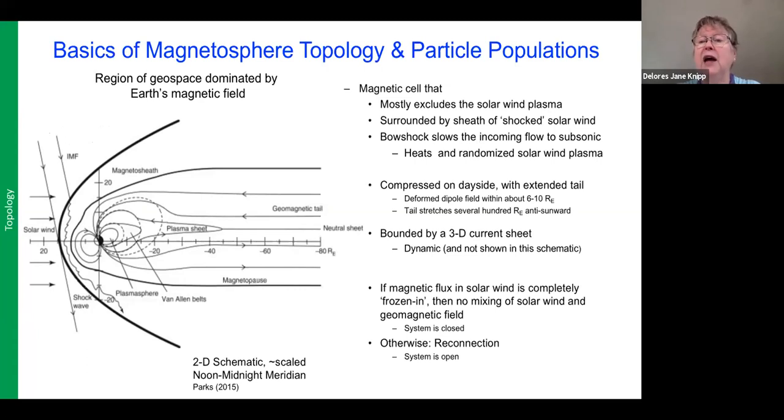So I do want to now just introduce this classic 2D schematic. I did find one that's approximately scaled from Parks in 2015. And we're going to go through and look at mostly the particles' behavior that is going on within this magnetized volume. So we've got a magnetic cell here that excludes.